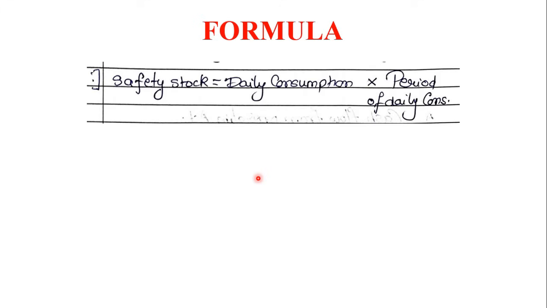Now the very first formula that is required is safety stock. The formula for safety stock is equal to daily consumption into period of daily consumption. Daily consumption, they will tell you in the question: 1000 units have been consumed in a day, 500 units, 400 units, 200 units, and safety stock will be maintained at 2 days of consumption, 3 days of consumption. So the period will also be given in the question. We multiply and we get the value of safety stock.